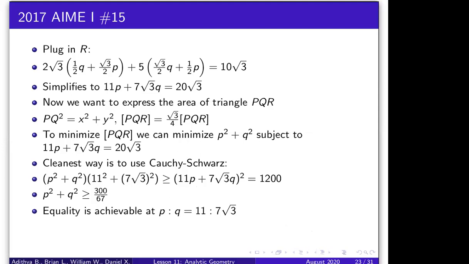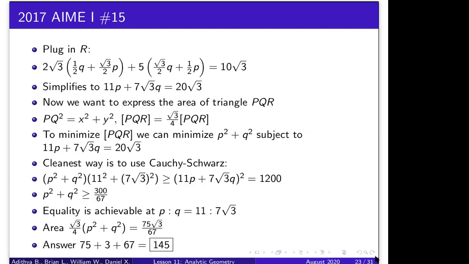So yeah, and then all you have to do now is just plug in. Remember that the area is √3/4 times p squared plus q squared, and then that gives you your answer. Then you just add up the things that you like, 75 plus 3 plus 67, and then that gives you the answer. So do we have any questions on that?